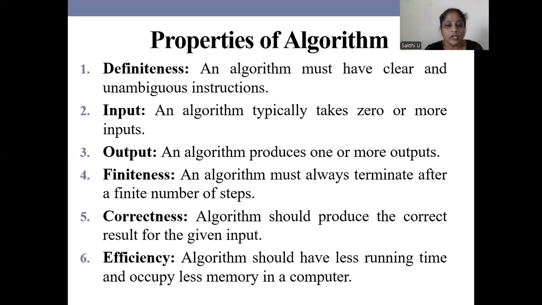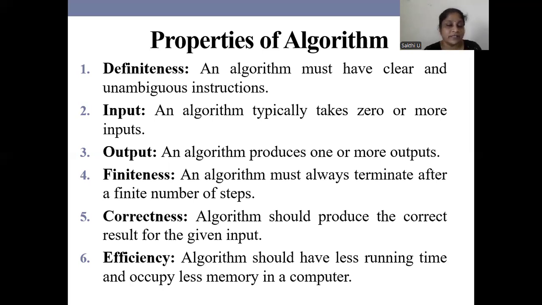And correctness: the algorithm should produce a correct result for the given input. This is called testing. Once the algorithm is developed, the testing team will check its correctness by giving various inputs. By giving various inputs, we check whether the algorithm produces the correct result or not. The algorithm output is compared with the expected output. If both match, the algorithm is correct. If there is any deviation in the output, we have to go back and check other possibilities.